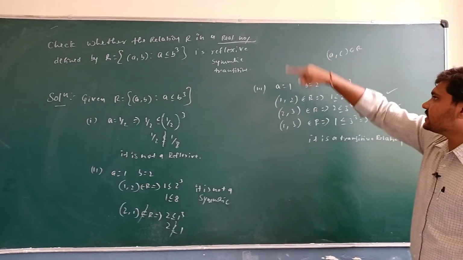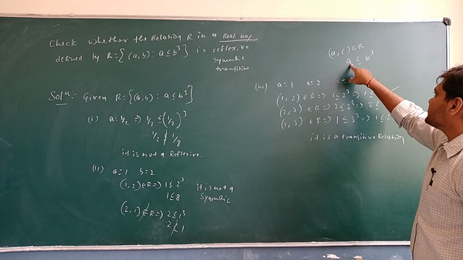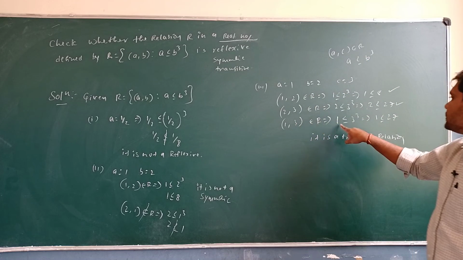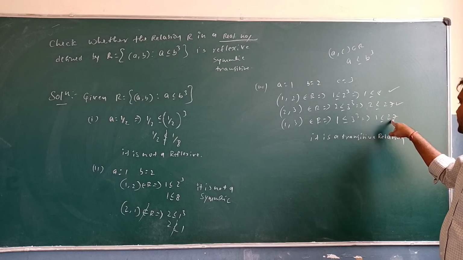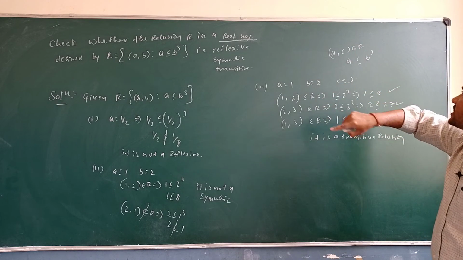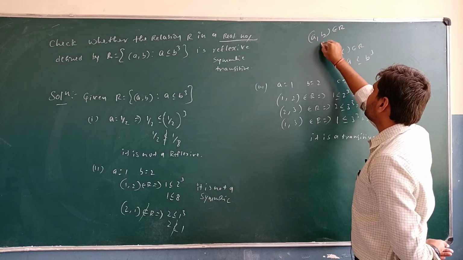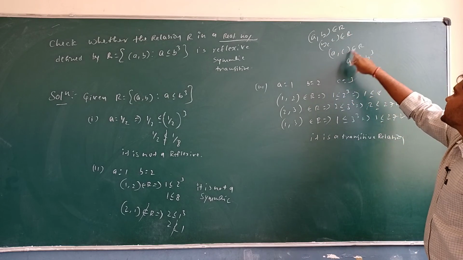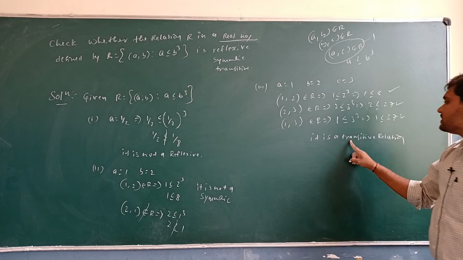So for (A, C), from the given relation, we have A less than or equal to B cube. In the place of A we have 1, in the place of B we have 3. So 1 less than or equal to 3 cube means 1 is less than or equal to 27. So it satisfies that (A, C) also belongs to R. When the relation satisfies (A, B) belongs to R and (B, C) belongs to R, and it also contains (A, C) belongs to R, then this relation is called a transitive relation.